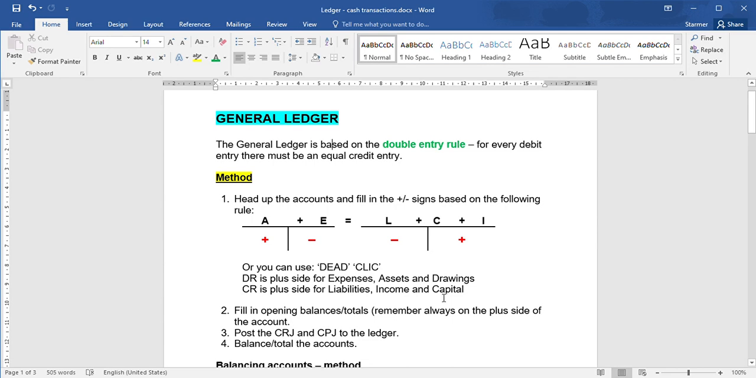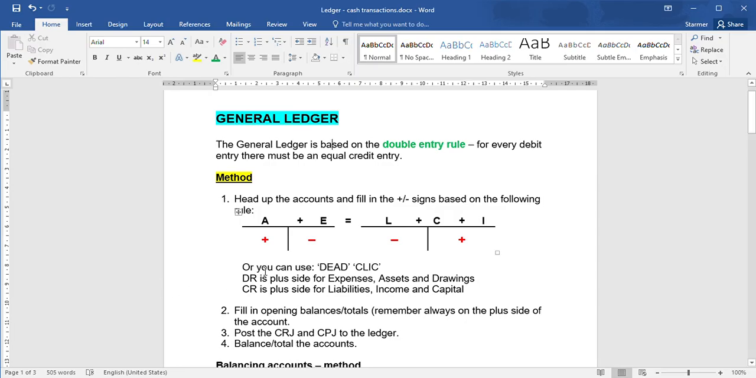Now obviously if you're applying these rules, you need to know your types of accounts. So when you're doing this, you must know, if I say to you trading stock, you must know it's an asset. Loan, you must know it's a liability, and so on. So you do need to learn your types of accounts.